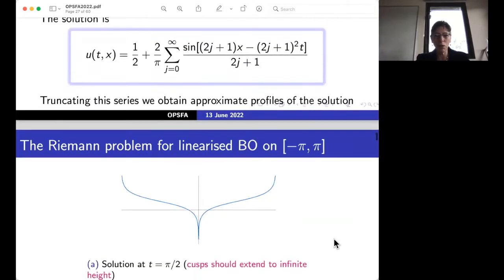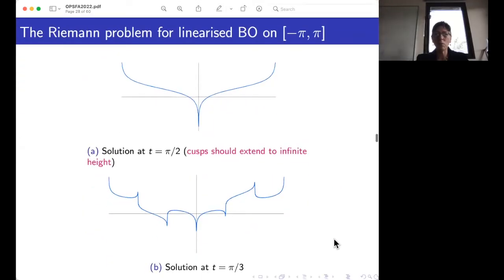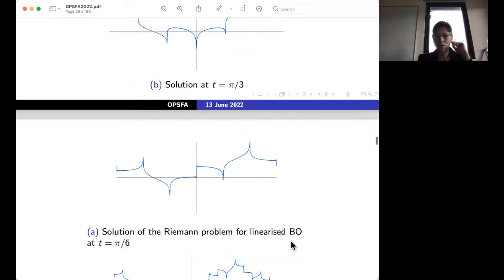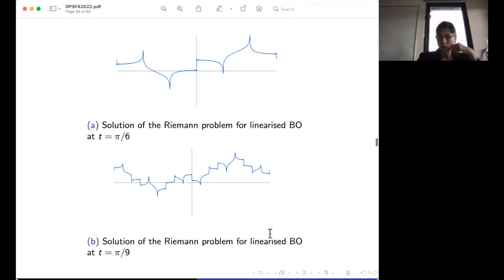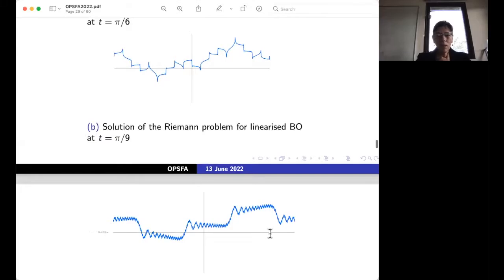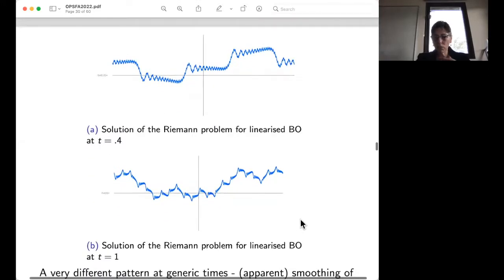So that's what you get when you plot it. This is the solution of this periodic Riemann problem at times that are rational multiples of the period 2π. We started with a step. We don't get a step, but we get something that has a strange and regular appearance at these times. I just picked a few of these times to give you an idea. There are some places where the discontinuity of the initial condition reappears, at very regular points. But if you look at generic times, that's not the case.